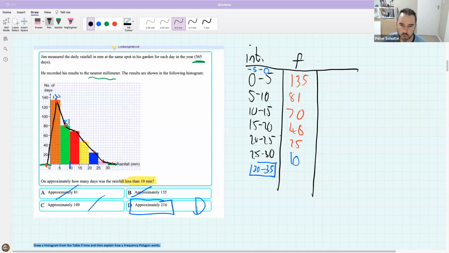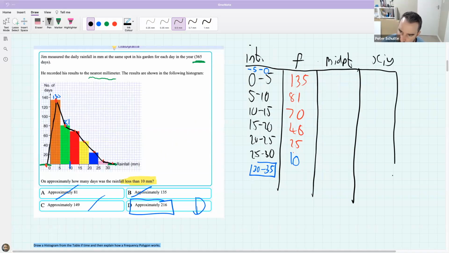Okay, and now the thing is, because we need the midpoints, what we sometimes do is we add an extra column for the midpoint, and then we add an extra column for the coordinate of the items on the frequency polygon. And the way we do that is this. What is the midpoint between -5 and 0? It would just be -2.5. What's the midpoint between 0 and 5? It's 2.5. Between 5 and 10, 7.5. Between 10 and 15, 12.5.